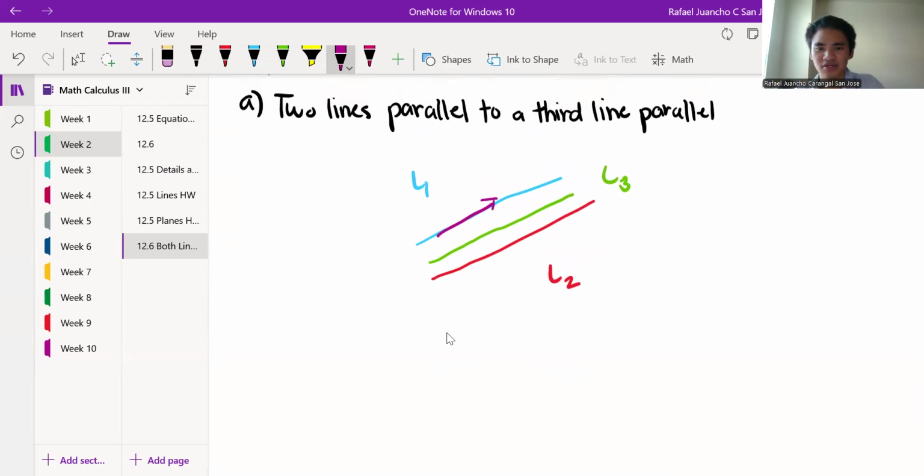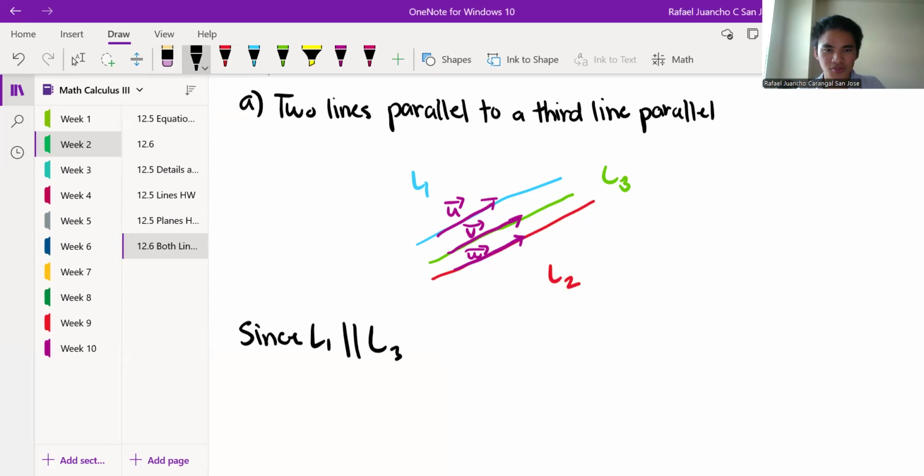Why? Because their direction vectors are pretty much the same no matter how you scale it. Let's say this is vector v, w. Since L1 and L3 are parallel, right? There's a notation for that. Those two vertical lines mean they're parallel.